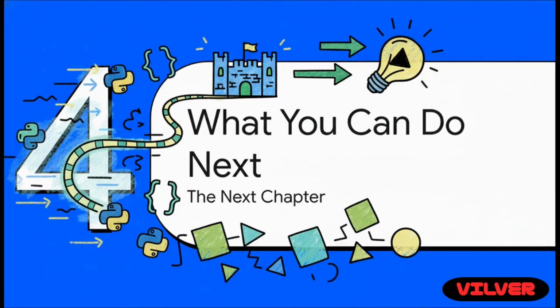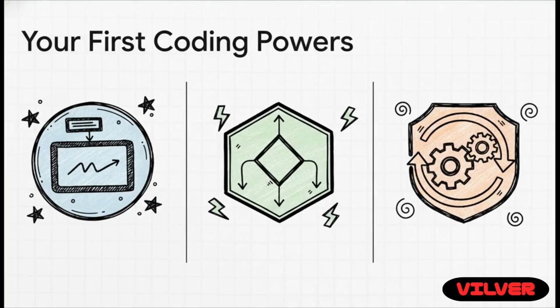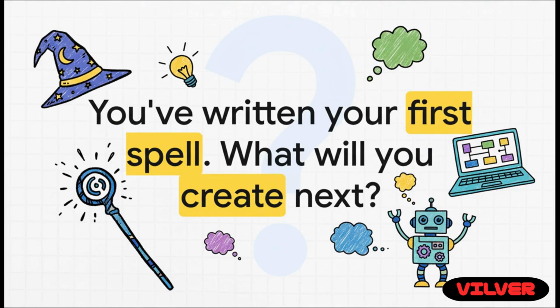So, where do we go from here? What can you actually do with these new skills? Let's talk about the next chapter in your quest. In just the last few minutes, you've unlocked your first 3 coding superpowers. Really. You now know how to store information with variables. You can make decisions using if-else logic. And you can automate tasks with loops. These 3 things, they are the absolute fundamental building blocks of pretty much every program out there. So, you've officially written your first spell, your first real set of instructions for a computer. The only question left is a big one. What are you going to create next?